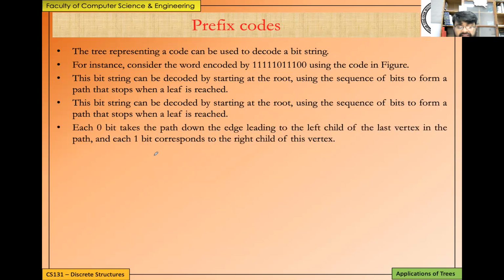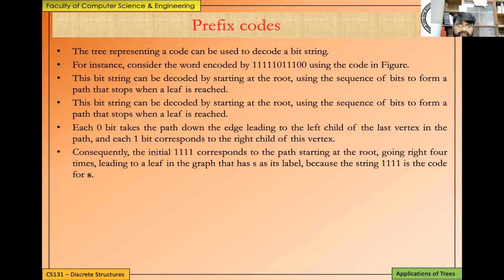Each 0 bit takes the path down the edge leading to the left child of the last vertex in the path, and each 1 bit will correspond to the right child of this vertex. So 1 corresponds to the right child, 0 corresponds to the left child.